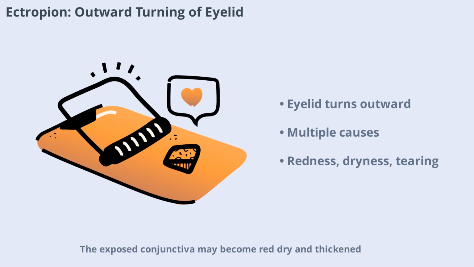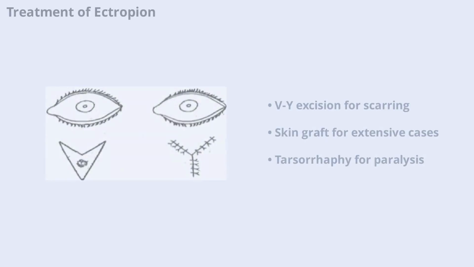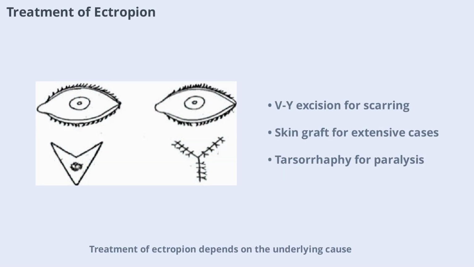The exposed conjunctiva may become red, dry, and thickened, and the lower lid can develop dermatitis from constant moisture. Treatment of ectropion depends on the underlying cause. For cicatricial ectropion, a VY skin excision and Y-shaped suturing are performed to relieve the pull of scar tissue. In extensive cases, a skin graft may be needed.